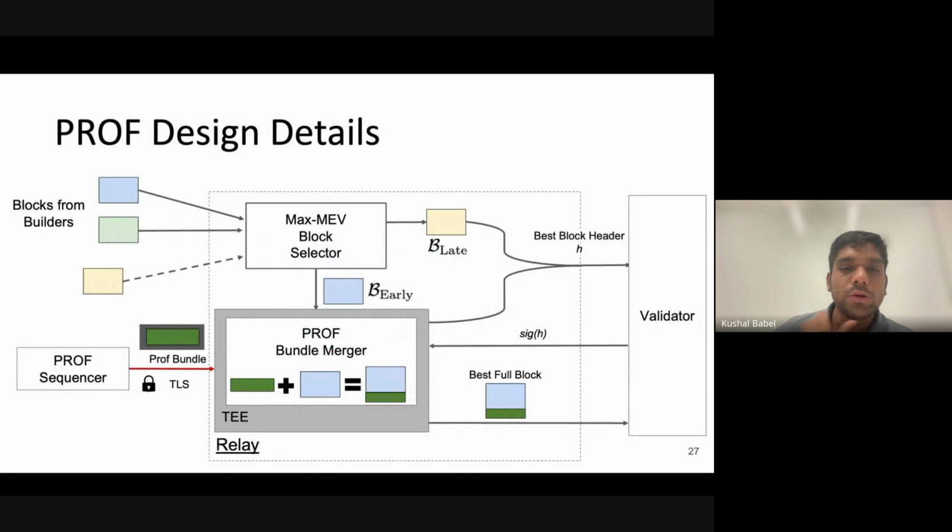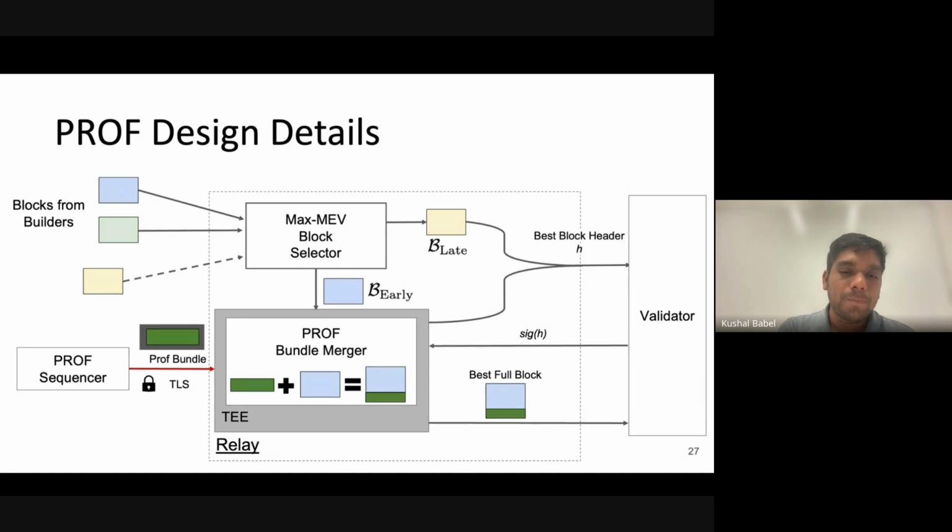You run the auction as it is, which is the max MEV block selector at the relay, and then you input the best profitable block into this prof bundle merger, which would take an encrypted prof bundle coming from the prof sequencer, append that bundle, and then only spit out a header to the validator. And then once the validator signs that header, only then the best enriched block is revealed to the validator.